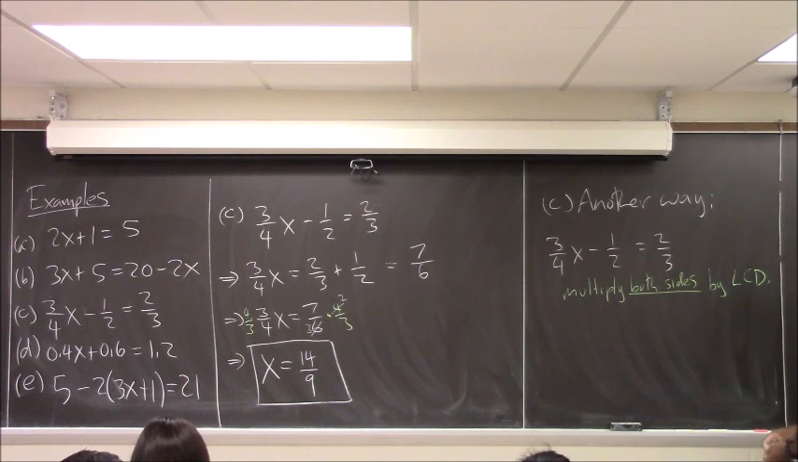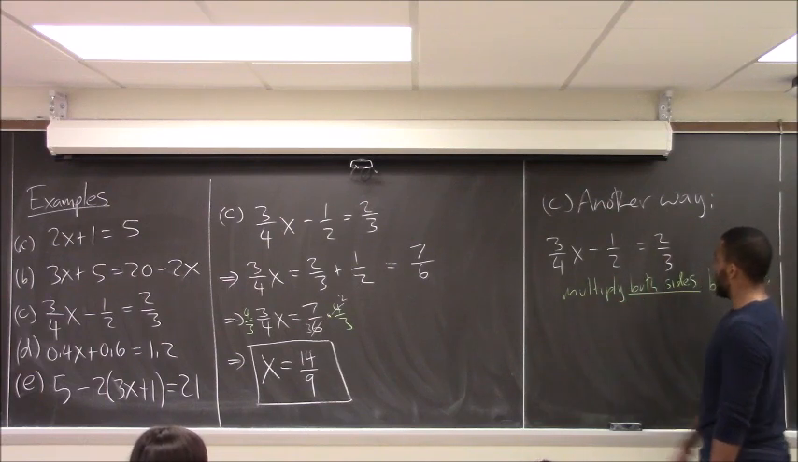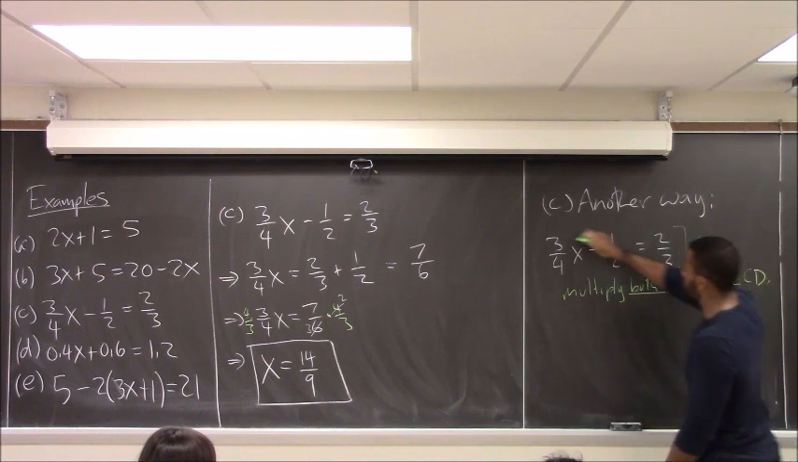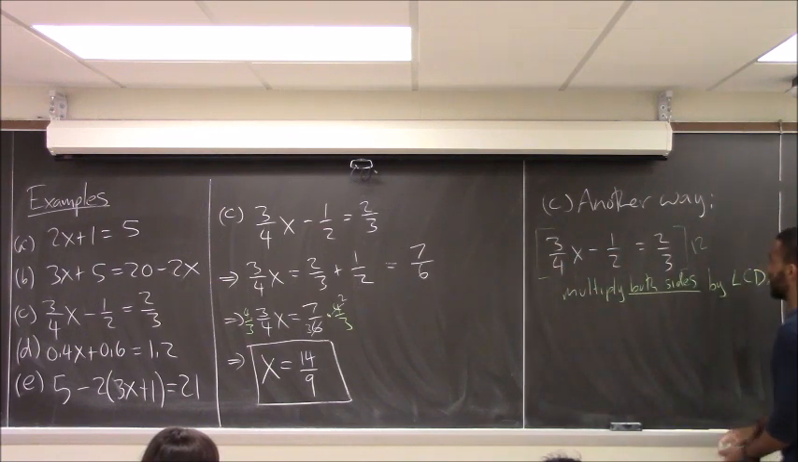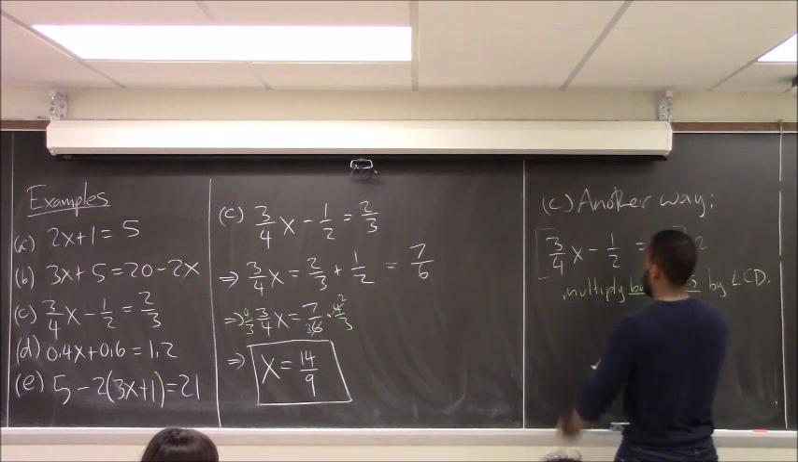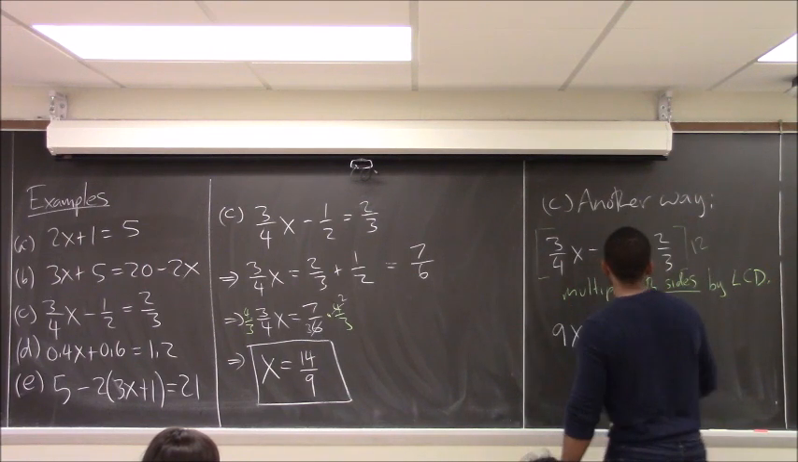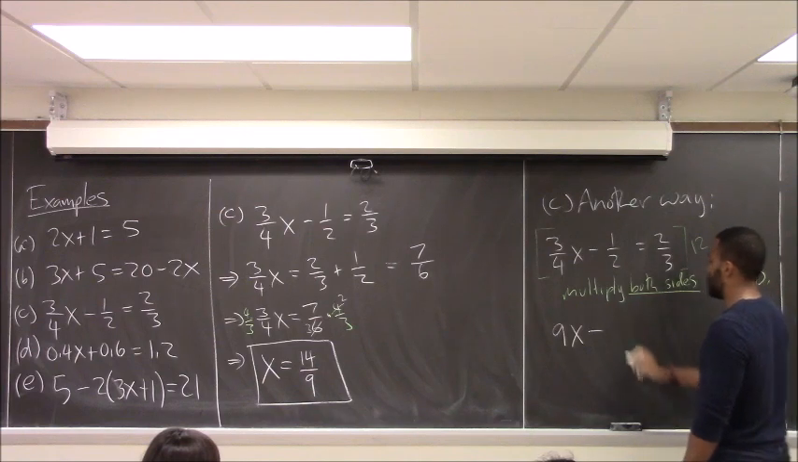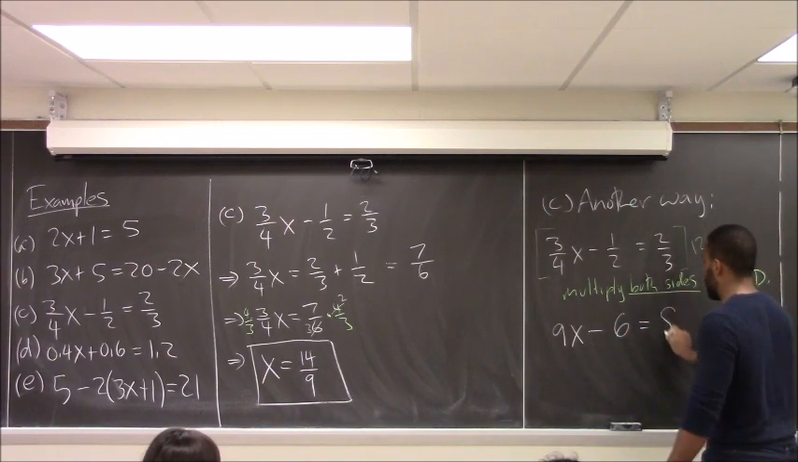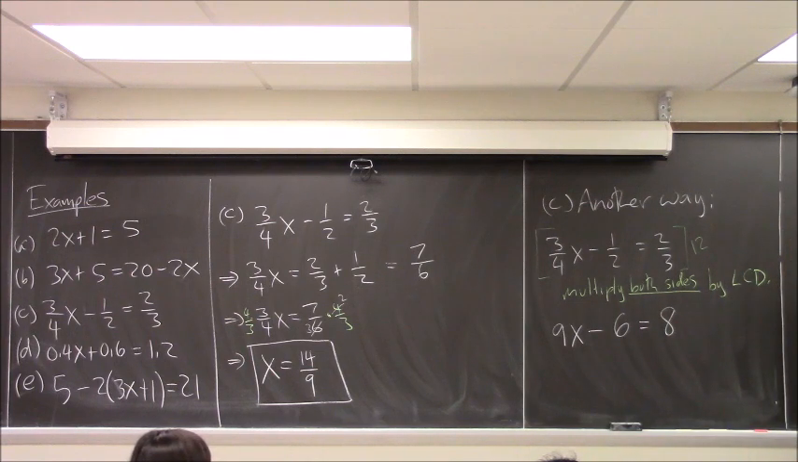Right? So what I could actually do here before I start doing anything is realize that 2, 3, 4, the LCD is what? 12. I could just multiply this entire equation by 12 before doing anything else. And so 12 times this, the 4 is going to cancel. That leaves me with 9x. 12 times that, the 2 cancels into the 12, leaves me with 6. 12 times this, the 3 cancels, gives me 4. That leaves me with 8.